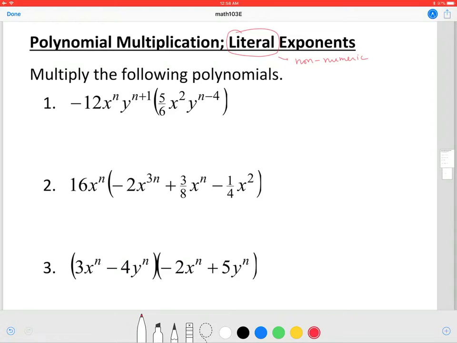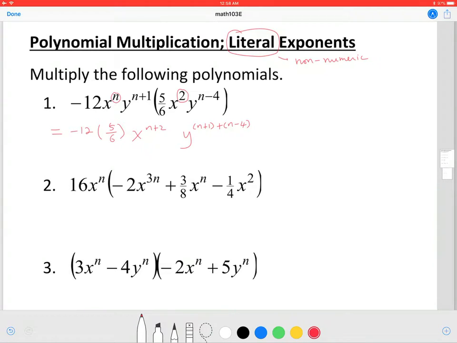All right, the first one is negative 12 x to the n, y to the n plus 1 power, and you can see the second monomial in the parentheses. So basically what we are going to do here is negative 12 times 5 over 6. And of course, the rule of exponent tells me that you have to add. So n and 2 are my exponents for x. And for y, we have n plus 1 and n minus 4.